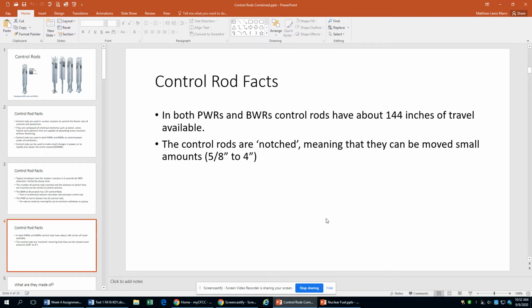In both plants, they have about 12 feet of travel, 144 inches, and they can move different amounts from 5/8 of an inch to 4 inches. So to move this 144 inches, 5/8 of an inch at a time would take a pretty long time.